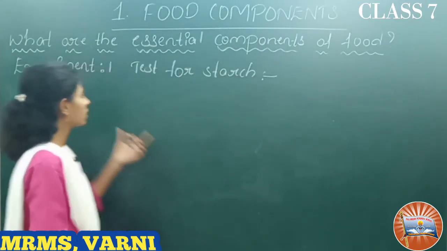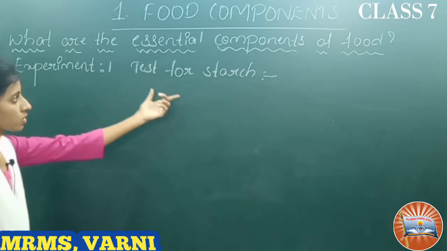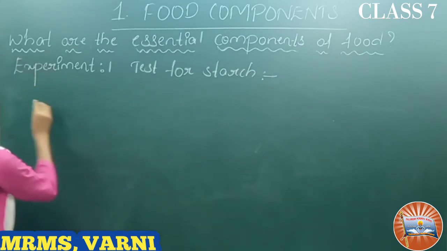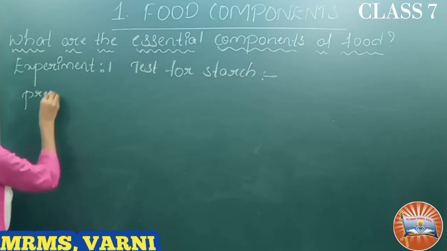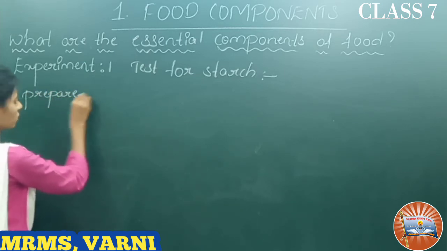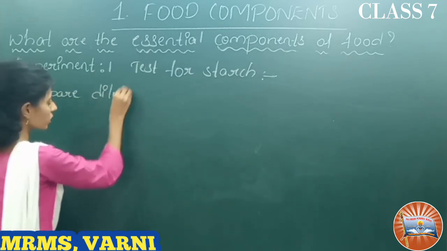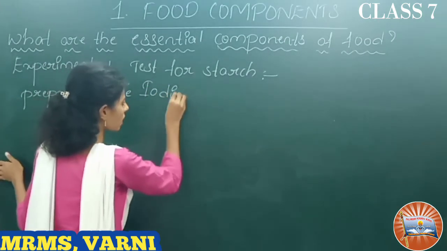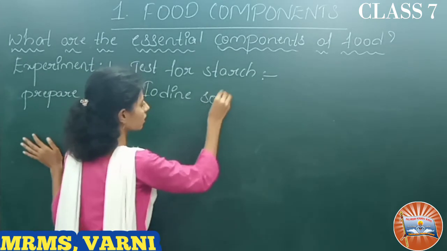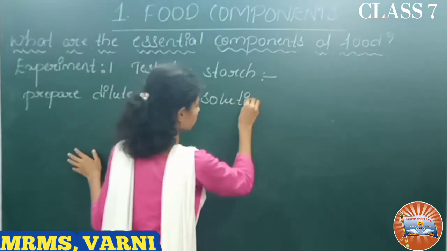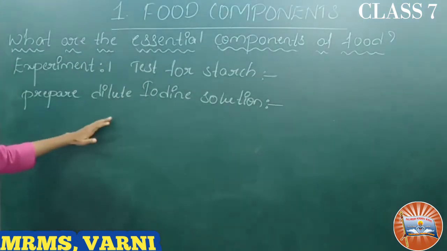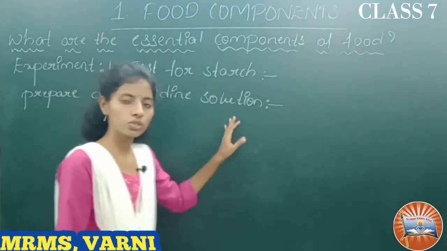Now the first one is experiment 1, test for starch. For this we need to prepare dilute iodine solution. Now we are going to use this iodine solution as a chemical. How can we prepare this dilute iodine solution?